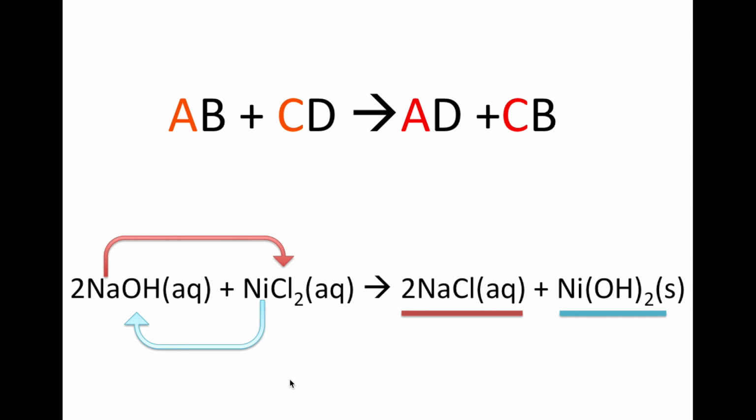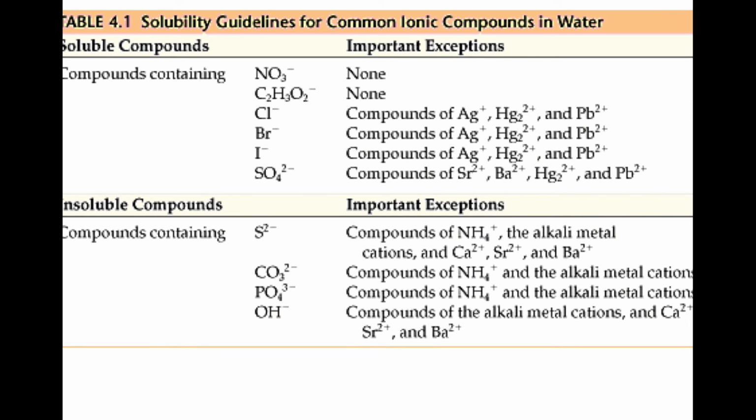This is consistent with our observations from the two beakers because the observed products were a green precipitate and a gray solution. As shown through known solubility rules, chloride is soluble and sodium is not an exception. Therefore, sodium chloride is an aqueous solution, and hydroxide is typically insoluble, and nickel is not an exception. Therefore, nickel 2 hydroxide will be solid as a product.